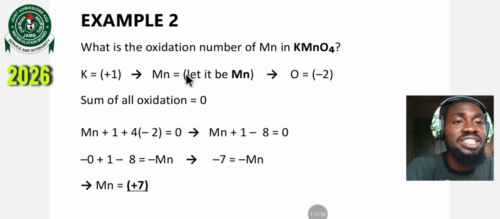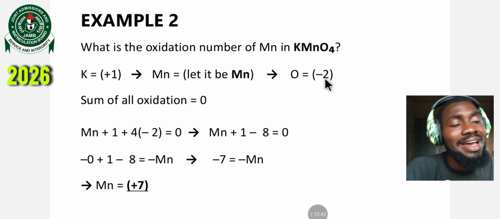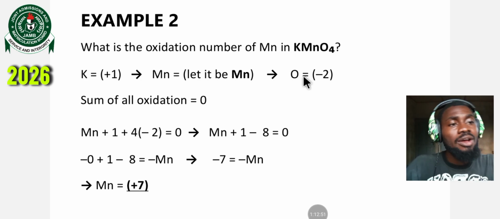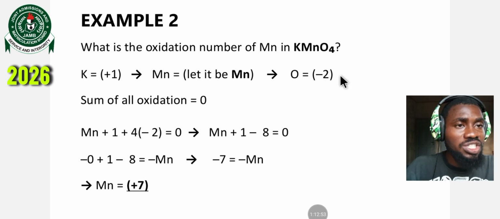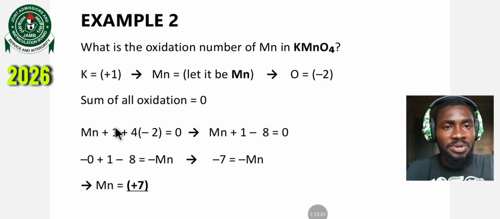Remember, we are looking for manganese and we are going to represent it with its chemical symbol, which is Mn. The next parameter we have here is oxygen, okay? And the charge of oxygen is -2, apart from the peroxide form where it has -1. So if it was hydrogen peroxide here, we are going to use -1. But in every other compound, the charge of oxygen is -2. So the sum of all oxidation numbers equals 0, the normal equation style.